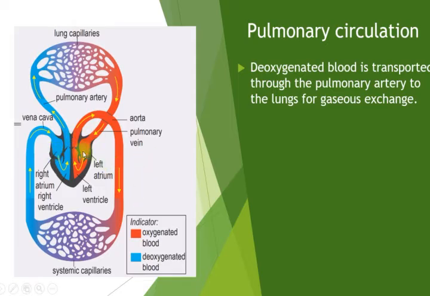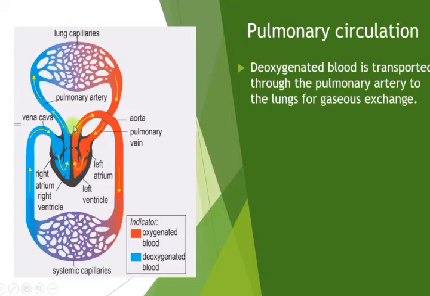So if it is left on the paper, actually it is right on our body. Please do not confuse, so make sure you label it correctly. It is the right atrium here and the left atrium here. This is the right ventricle and this is the left ventricle.